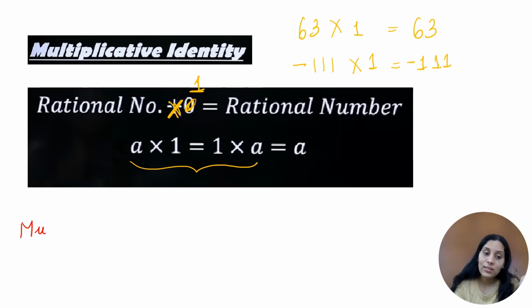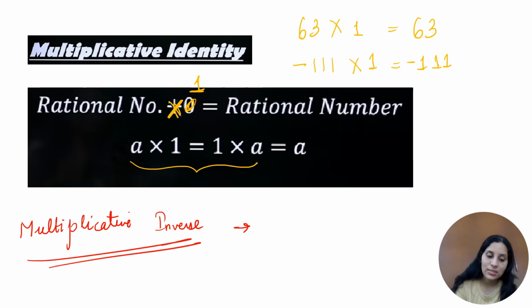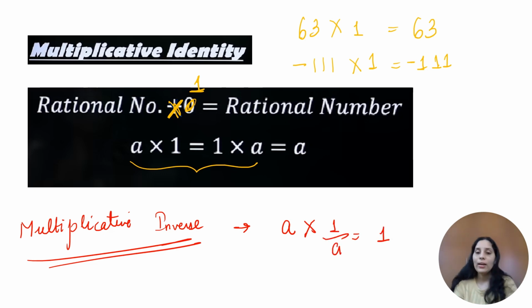Now what is multiplicative inverse? So this is basically a into 1 by a is equal to 1. Now let us say I have a number 3. Its multiplicative inverse is going to be 1 by 3. This is known as reciprocal. What is reciprocal? When we interchange the numerator to denominator, denominator to numerator.